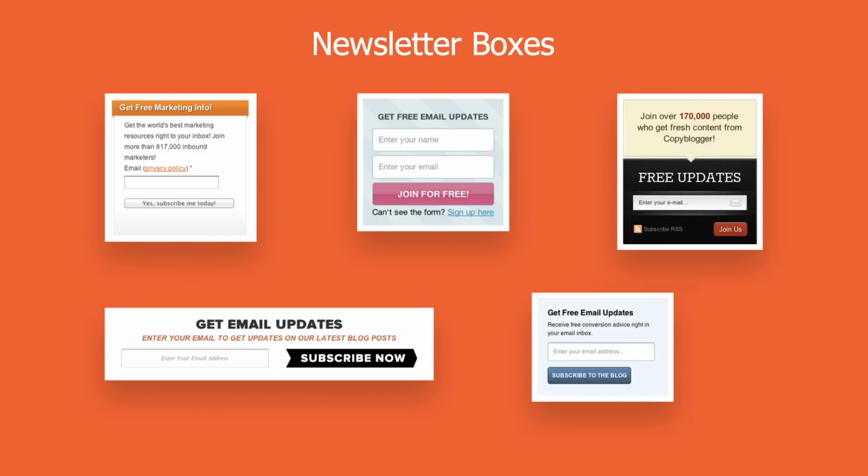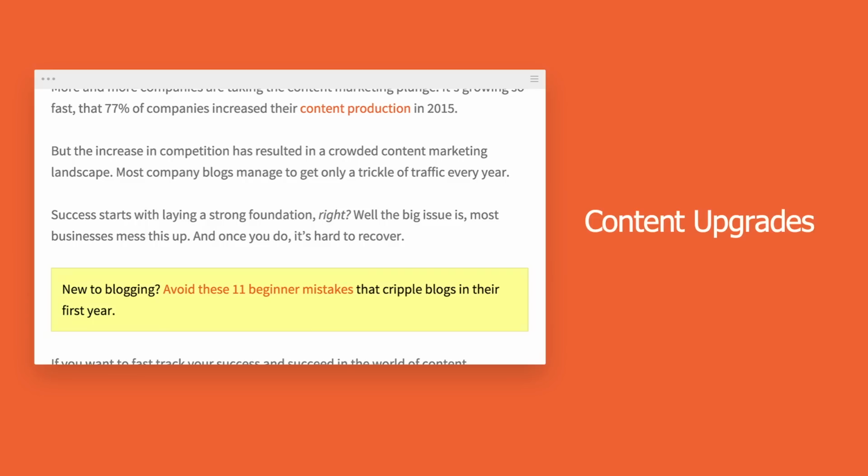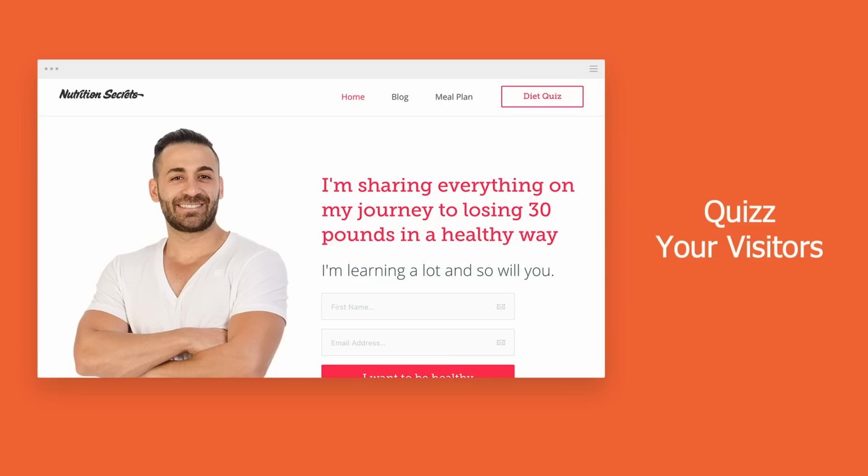I've also tried newsletter opt-in boxes. They work, they're not that bad. Sidebar options, they work, again, not bad. And one of my favorite strategies is content upgrades, which work much better than the newsletter and sidebar opt-ins. Then you also have quizzes. You can see an example of this at neilpatel.com/quiz, where you can quiz people and collect a lead there.